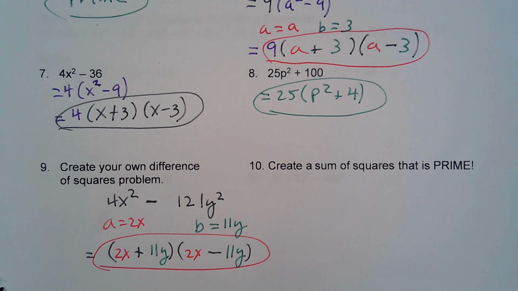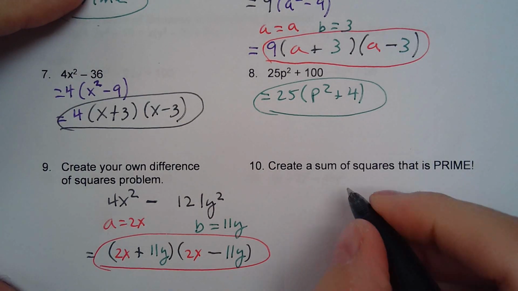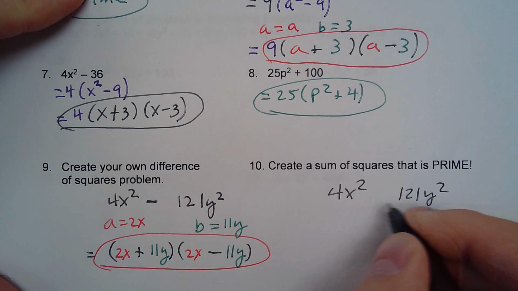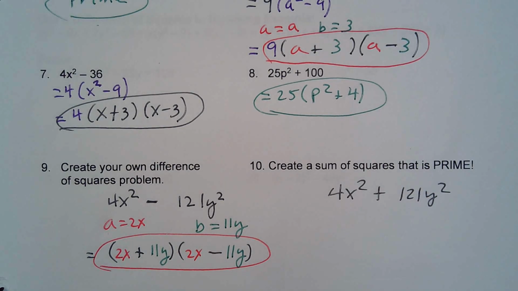All right, next one says create a sum of squares that is prime. All right, so again, I could use the same example, right? I could do 4x squared, 121y squared, and I could just put a plus sign in front of it. And there it is, it's prime.